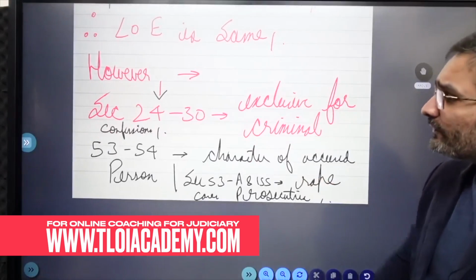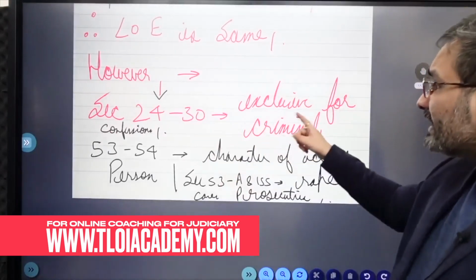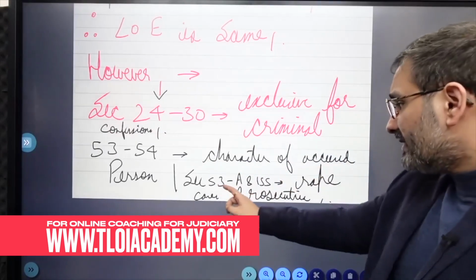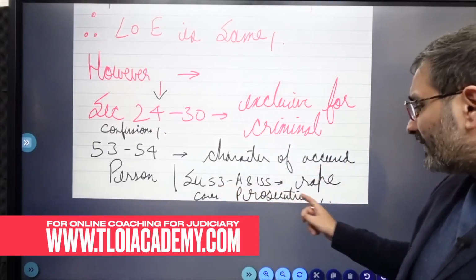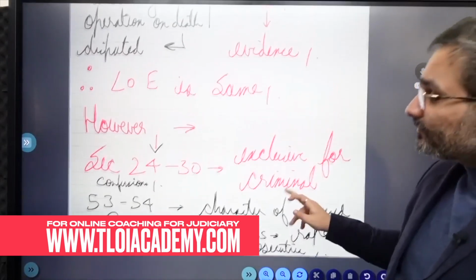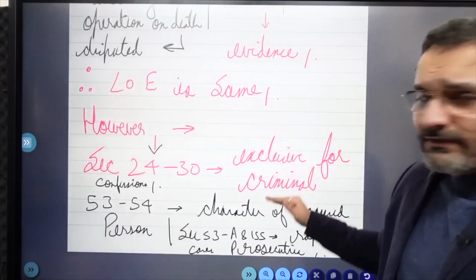However, section 24 to 30 confessions, they are exclusive for criminal proceedings. 53 to 54 character of accused persons, section 53A and 155 rape cases and applies to prosecutrix. तो 24 to 30 are exclusively for criminal.